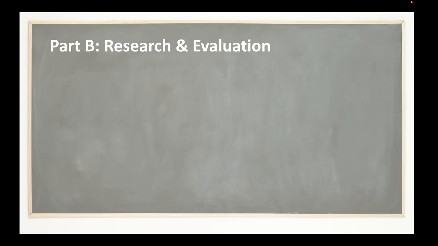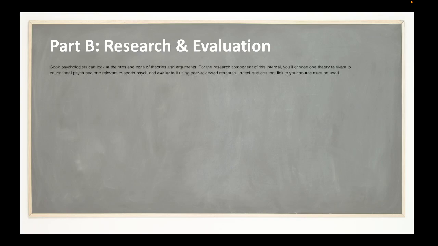Now we get to part B, which is your ability to evaluate the theory based on research. So how we know anything in psychology is research, and the validity of a theory in psychology is based on its applications, is it useful, and the supporting evidence. So remember, the point of this assessment, like all psychology assessments, is looking at how good a psychologist are you. All right? And so good psychologists can look at pros and cons of theories and arguments, and then they can research using peer-reviewed and credible sources to come up with some evaluations.